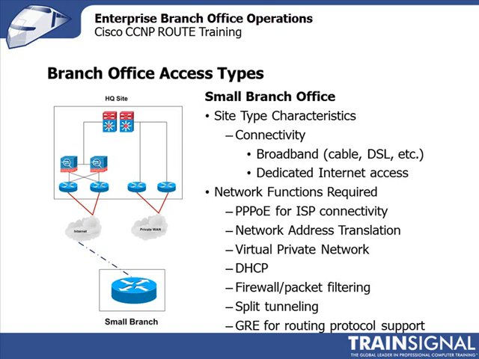The network functions required: PPPoE or PPPoA, we talked about before, NAT, VPNs, DHCP, because the remote locations may want to actually have DHCP supplied by the router device that's there. Firewall packet filtering, split tunneling, meaning internet access goes directly out from the branch site out to the internet, but secure traffic is sent through a secure tunnel back to the headquarters. And in this case, you may want to use GRE for routing protocol support. For instance, maybe EIGRP or OSPF across the tunnel, which is possible when you use GRE configurations.